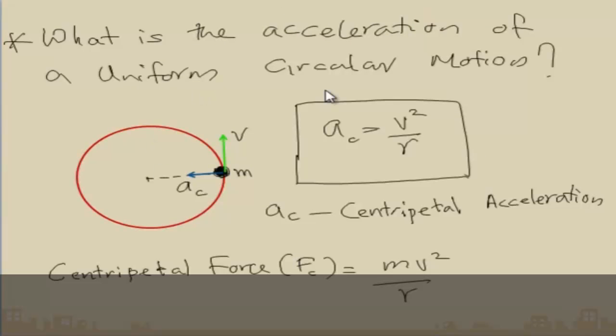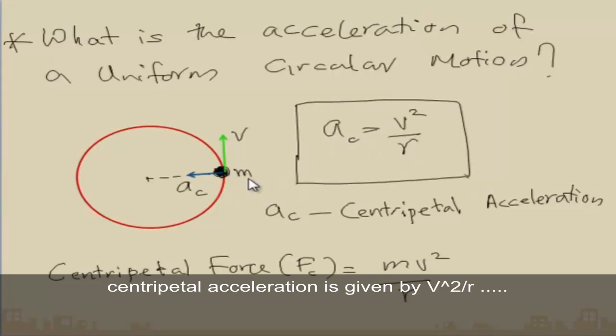Now let's look at the acceleration. This is called the centripetal acceleration, and its value is given by v squared over r. If the speed is v and the radius of the circle is r, the centripetal acceleration is v squared over r. So for any circular motion, this is the only equation that tells you the acceleration. You cannot use the regular kinematic equations and find the acceleration for a circular motion.